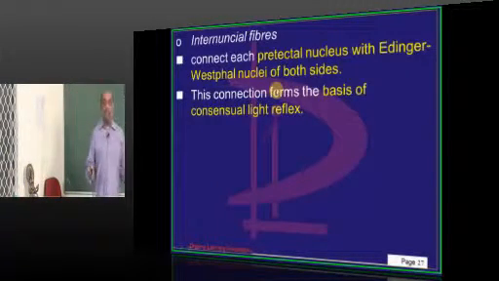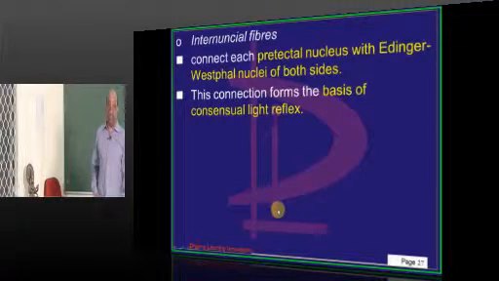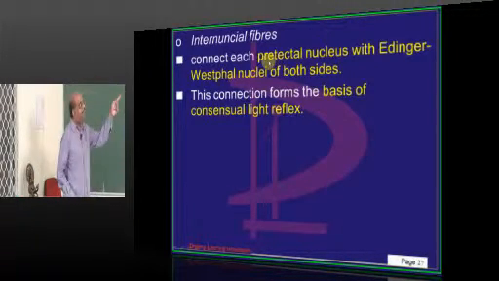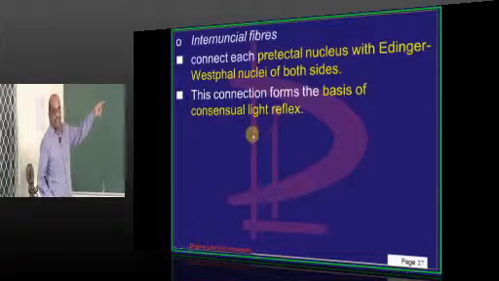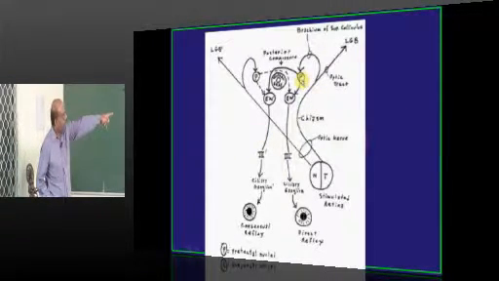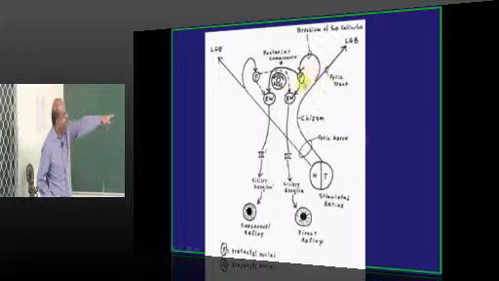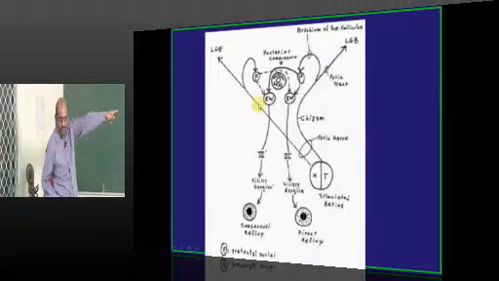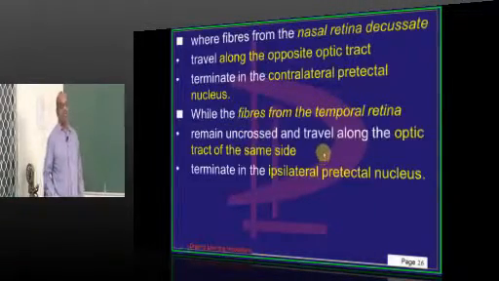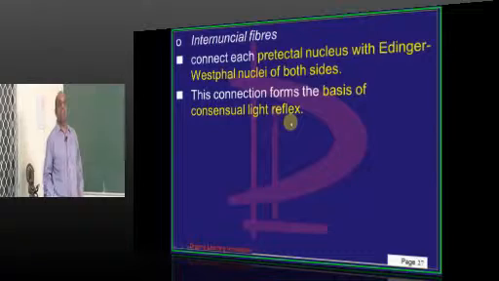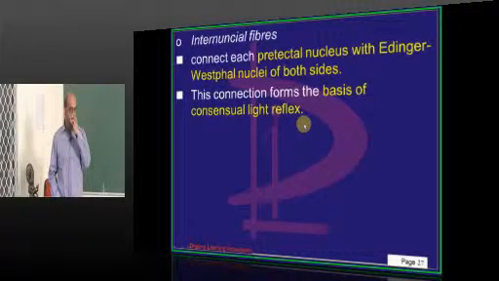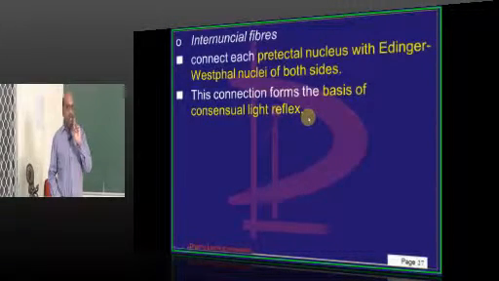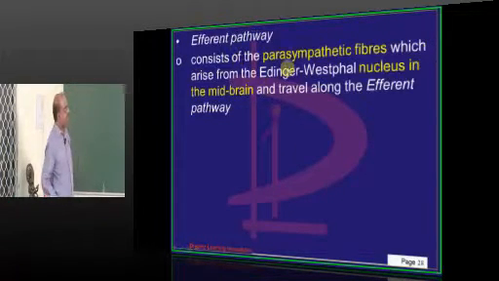Then at the level of the pretectal nucleus, you have internuncial fibers. They basically connect the pretectal nucleus with the Edinger-Westphal nucleus. Where is the pretectal nucleus? This is the pretectal nucleus. The internuncial fibers will connect pretectal with the Edinger-Westphal, and while connecting, they will connect both sides' Edinger-Westphal. Agree with me? That is the reason we have both a direct and a consensual light reflex. When you throw light in one side, it reaches the same side Edinger-Westphal and the opposite side Edinger-Westphal also.